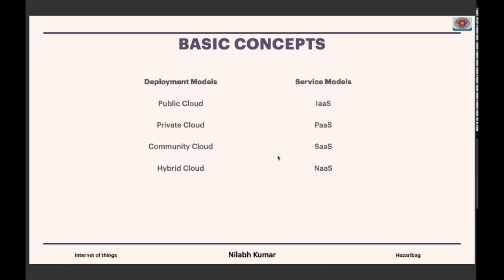If it is open, then it is a public cloud. If it is for an organization, restricted to the organization, then it is private. If it is for a particular community like NGOs or businessmen, such clouds are categorized as community cloud. And if it is a combination of public, private, and community, then it is a hybrid cloud.